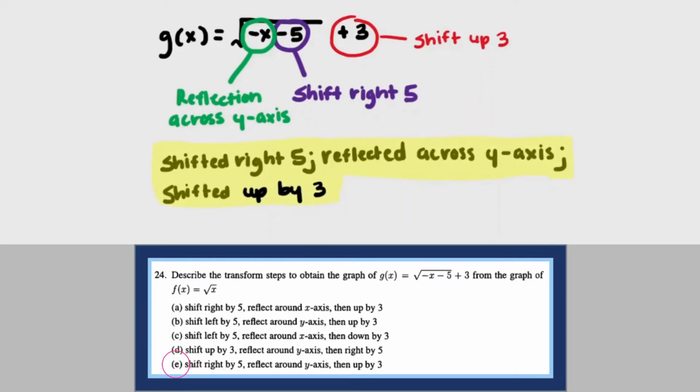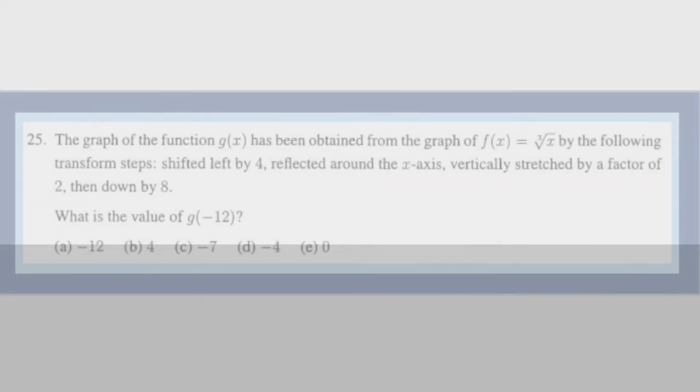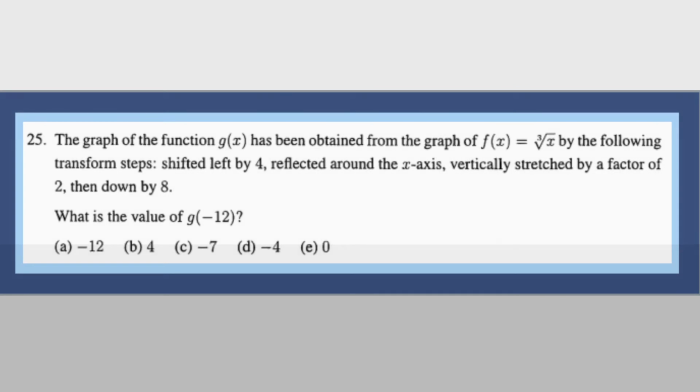Alright guys, so now we're going to move on to number 25. Okay guys, so for number 25 it says the graph of the function g of x has been obtained from the graph of f of x equal to the cube root of x by the following transform steps: shifted left by 4, reflected around the x-axis, vertically stretched by a factor of 2, then down by 8. What is the value of g of negative 12? So I'm going to write down all this information real quick.